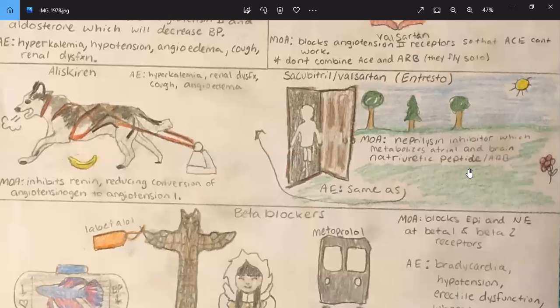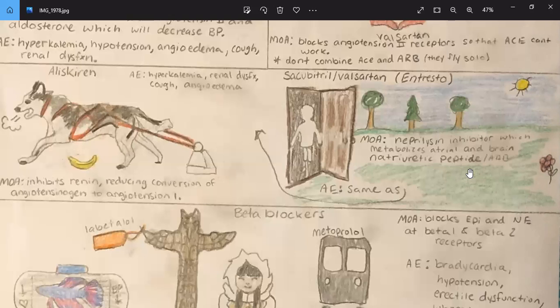So let me explain this a little bit better. The brain natriuretic peptide, also called BNP, is produced by your heart and basically tells your kidneys to promote sodium secretion, lower the blood volume, and relax your vessels. So it's telling your kidneys to decrease blood pressure. But we can't have BNP be high all the time, otherwise we'd always be hypotensive. So we have this enzyme in our body called neprilysin, and its job is just to break down the BNP molecule.